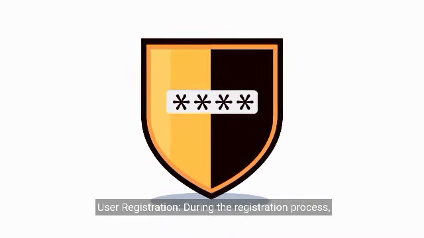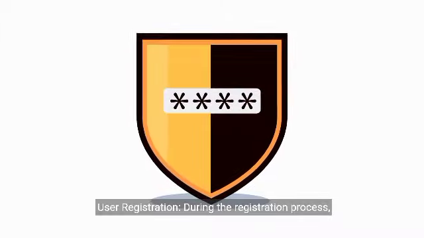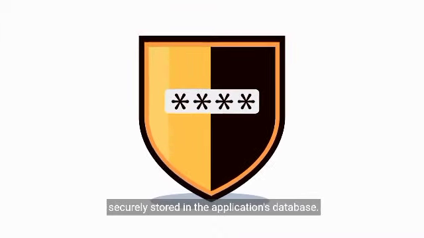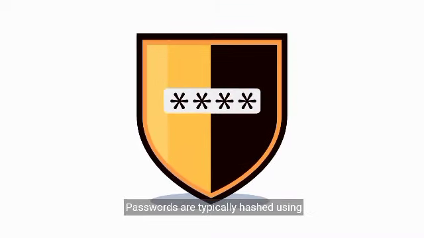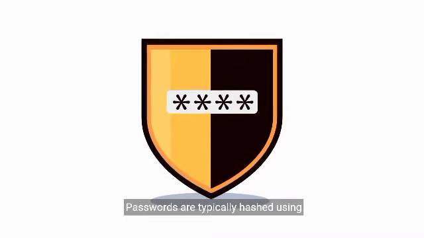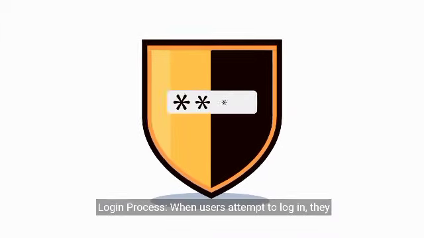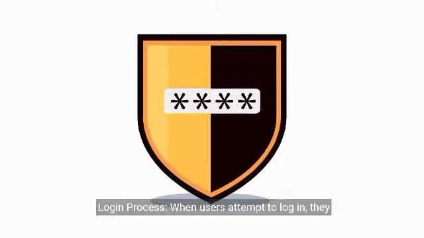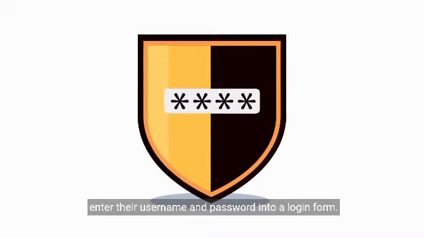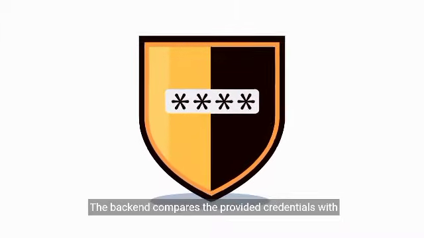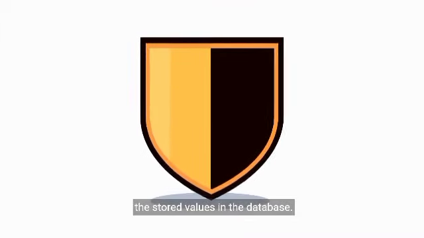User registration. During the registration process, users provide a username and password, which are securely stored in the application's database. Passwords are typically hashed using cryptographic algorithms before being stored to enhance security. Login process. When users attempt to log in, they enter their username and password into a login form. The backend compares the provided credentials with the stored values in the database.